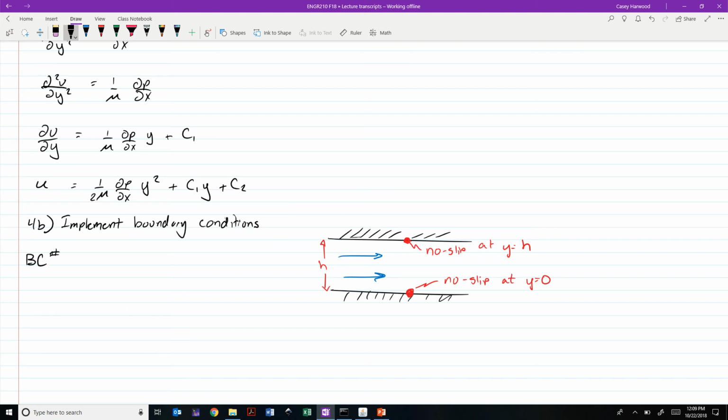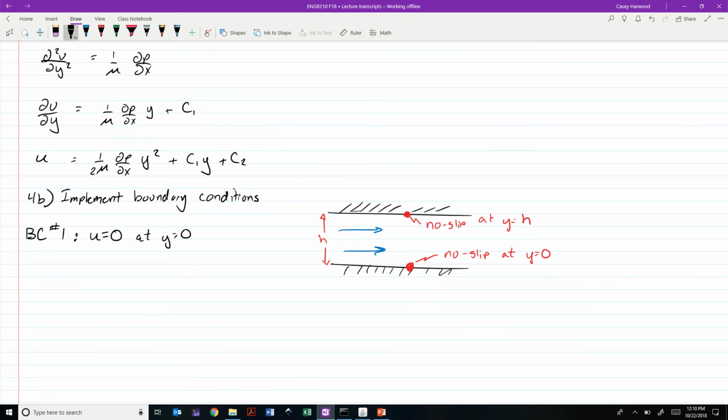So boundary condition number 1: u is equal to 0 at y equals 0. If we plug y equals 0 into this expression right here, what we end up with is c2. So that fully defines c2. C2 has to be equal to 0 in order to satisfy this first boundary condition. So we can check off c2.